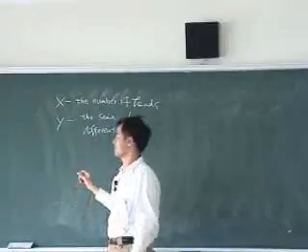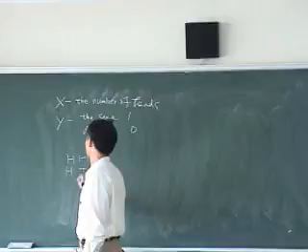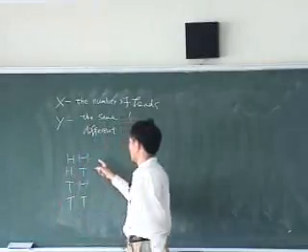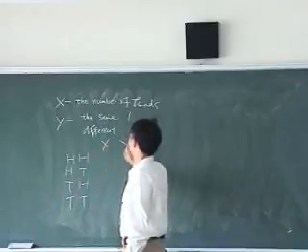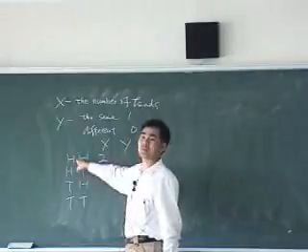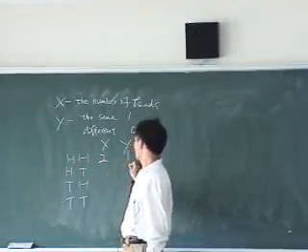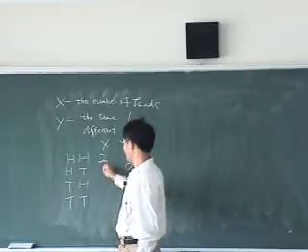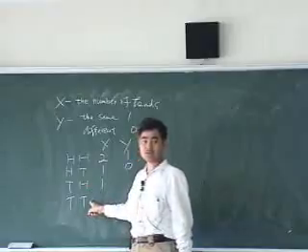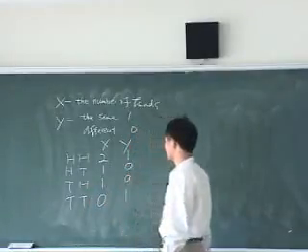We have 4 outcomes: head-head, head-tail, tail-head, tail-tail, right? And then x and y. So here x is equal to 2, and they are the same, so y is equal to 1. They are different, equal to 0. x is 1 because there is one head, and 0 heads. And then you have 0, 1.